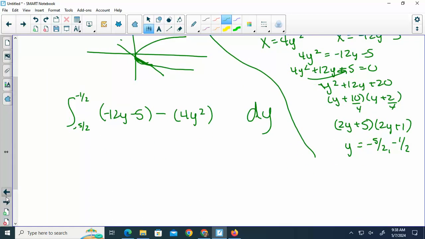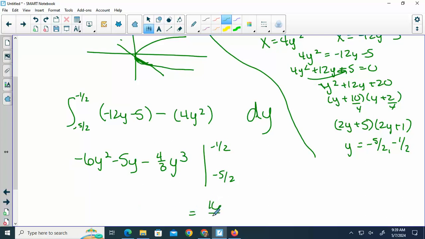All right. So then at that point you do your antiderivative. So we have negative 6y squared minus 5y minus 4/3 y cubed. Remember, you plug in the top, plug in the bottom, and at the very end you should get 16/3. But I'm almost out of time, so I'm not going to show all that work. Is that okay?